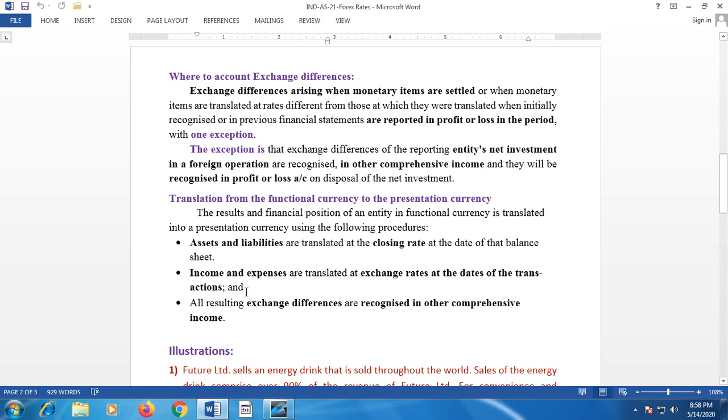That means when the items of income and expenses arise, on that day what is the exchange rate that has to be considered for income and expenses. All resulting exchange differences are recognized in other comprehensive income. That means the resulting exchange differences should be treated as an item of comprehensive income.